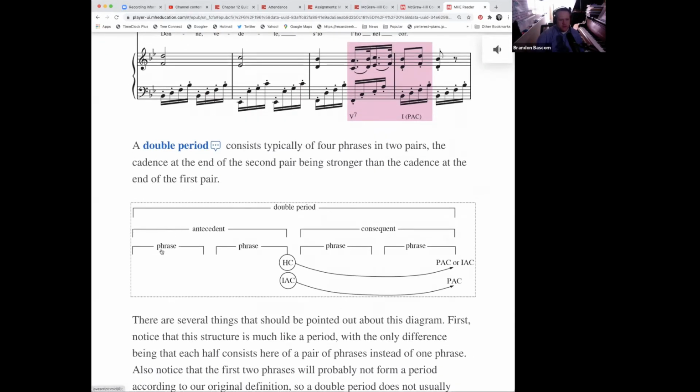So, phrase, phrase, phrase, phrase, half cadence or IAC. If you have a half cadence, you have to have a PAC or an IAC. If you have an IAC, you have to have a PAC because it has to be stronger than that. Question, answer. It's similar to a period, but you have a pair of phrases rather than just one phrase.